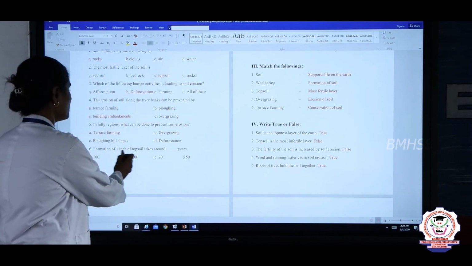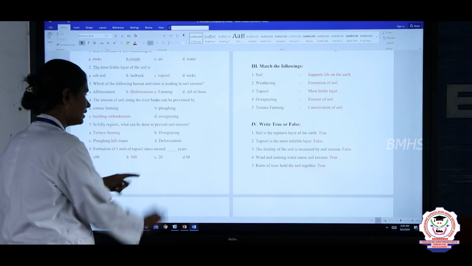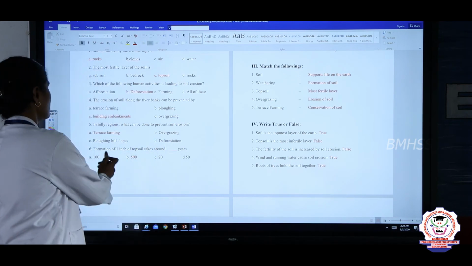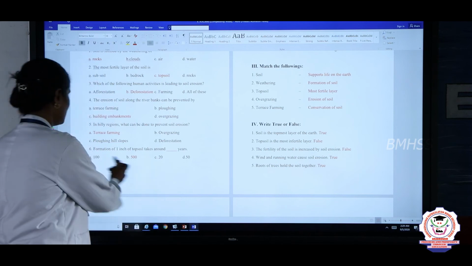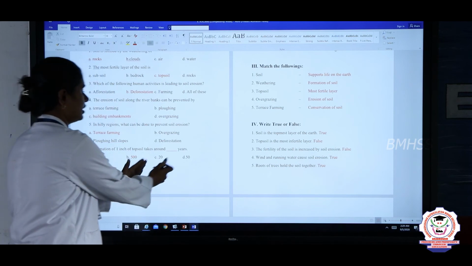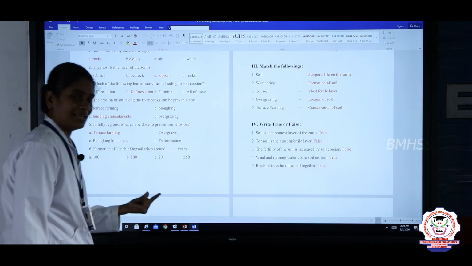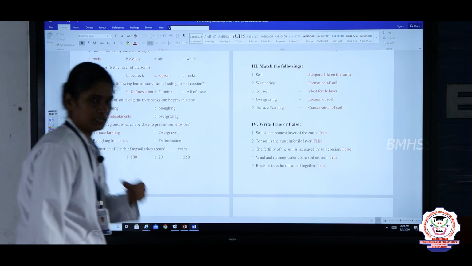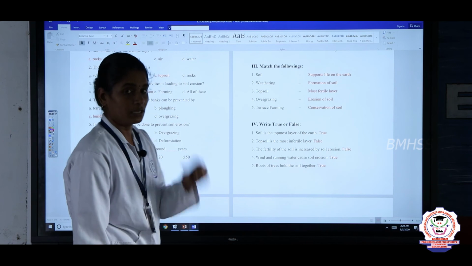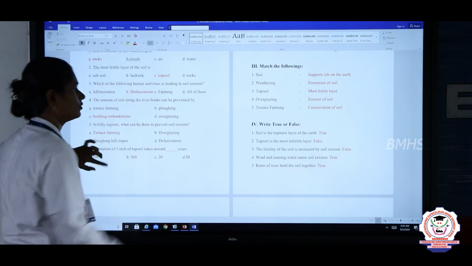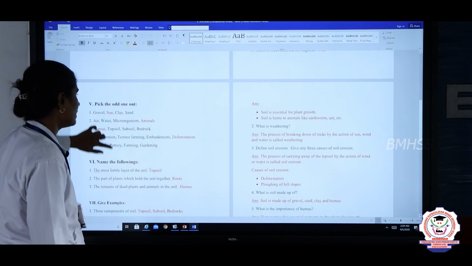For example, formation of 1 inch of topsoil takes around dash years. So, how many years? You have to write the maximum year, right. Here they have given 100, 500, 20, 50. So, the formation of 1 inch of topsoil takes about 500 years. It takes nearly 500 years to form 1 inch of soil. Like that we have added the creative questions.